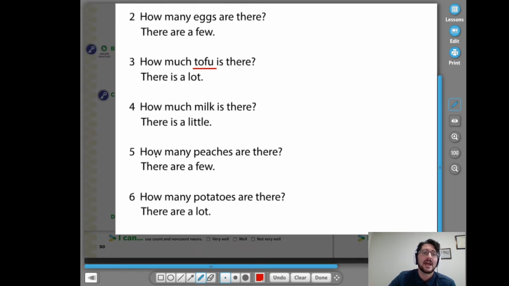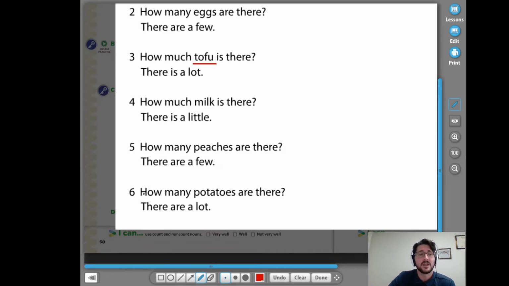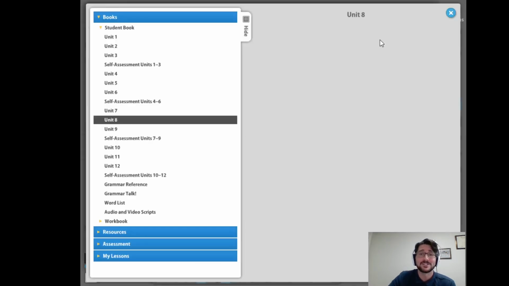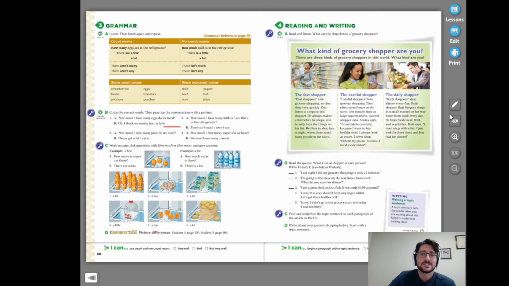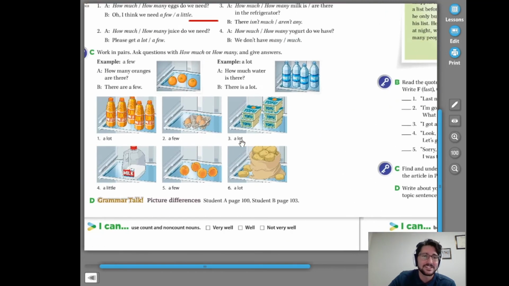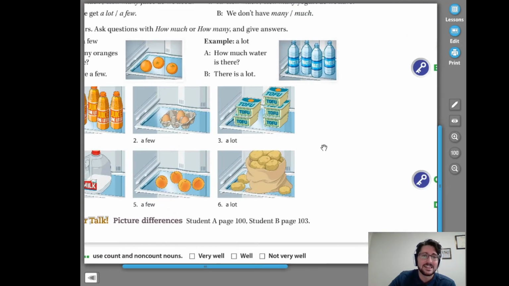Number 5, 따라 해보세요. Person A, how many peaches are there? And person B, there are a few. And 마지막, potatoes, how many potatoes are there? 대답하면 there are a lot. 엄청 많이 있죠, right? 사진 봤죠? Let me fix this. 사진 다시 보고. Yeah, in the 냉장고 엄청 많이 있어. There is a lot of potatoes, right?